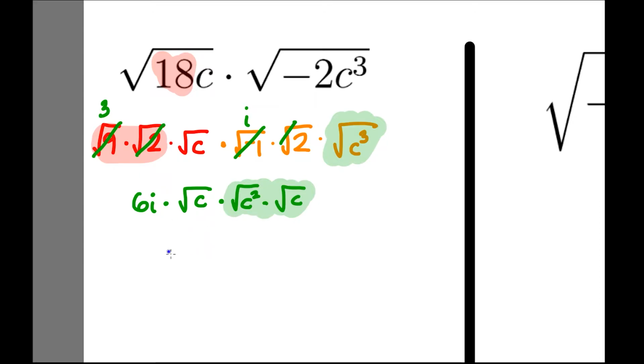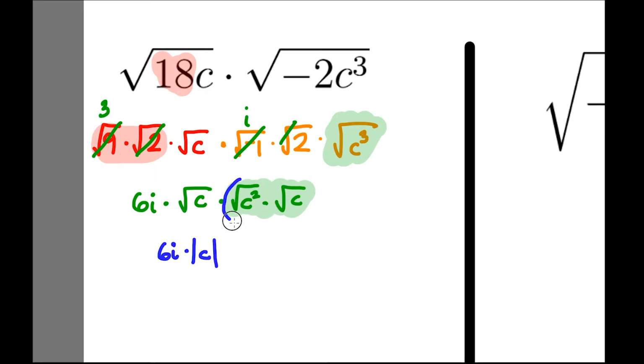All right, now from here, I'm going to combine the square root of c times the square root of c, which is just c. So it's going to be 6i times c, square root of c times square root of c. It is important to understand, though, that it has to be positive. So c can't just be anything. So I'm going to put absolute value bars on that one.